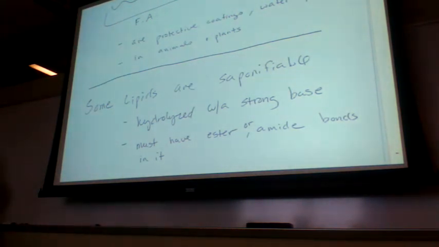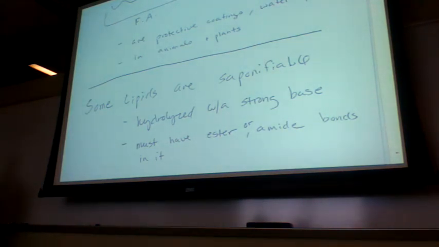So, for what we've talked about so far, what classes of lipids have always had esters or amides in them? Sphingolipids. Yeah, so sphingolipids are saponifiable. Waxes are saponifiable. Phospholipids, glycerophospholipids. When you say phospholipid, that can include both sphingophospholipids as well as glycerophospholipids, so that's not another distinction. But as soon as you stick the glycero in there and call it glycerophospholipid or a phosphoglyceride, then yeah, those are saponifiable.